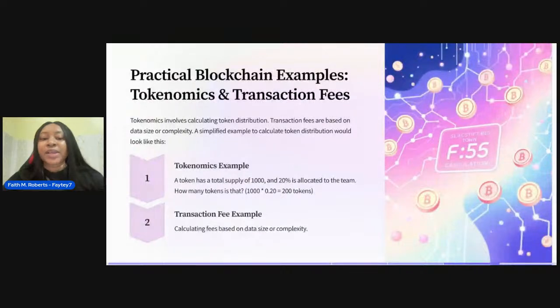The token has a total supply of 1,000 and 20% is allocated to the team. How many tokens is that? You guys do the calculation. If a token has a total supply of 1,000 and you allocate 20% of the 1,000 tokens to a team, how many tokens is 20% of 1,000 tokens? Also drop it in the group. Another usage is calculating fees based on data size or complexity.